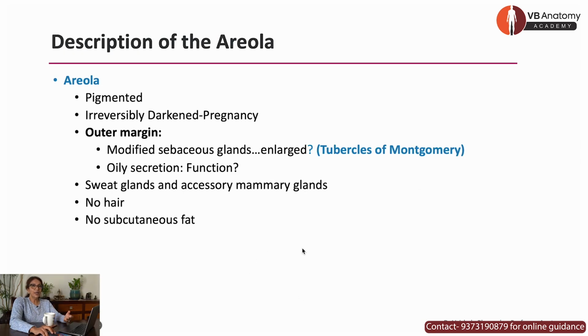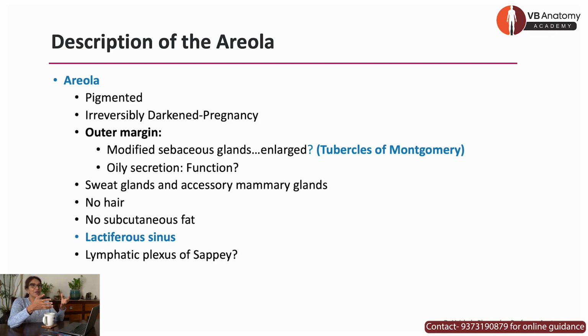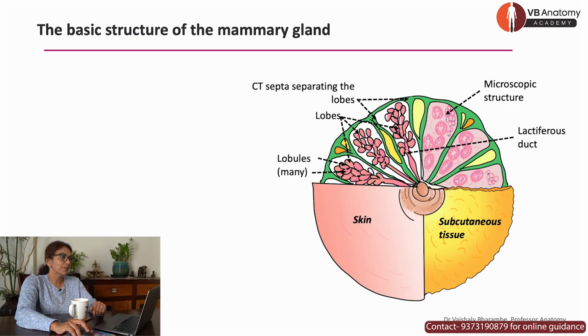The areola, we already know enough about it. It's a darker colored area around the nipple. Important for us to remember that beneath this is the lymphatic plexus of Sappey, into which the lymph drains before draining further. We will discuss this in the later part of our discussion.